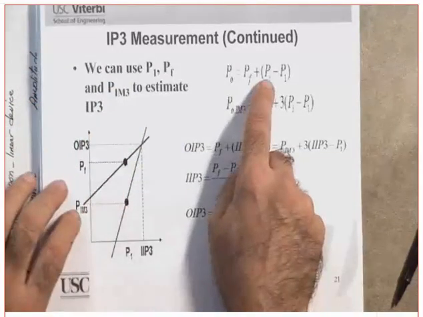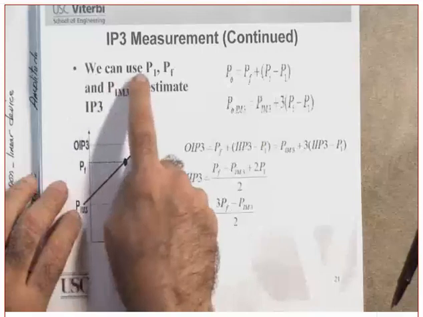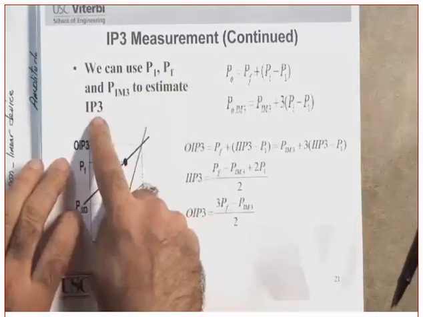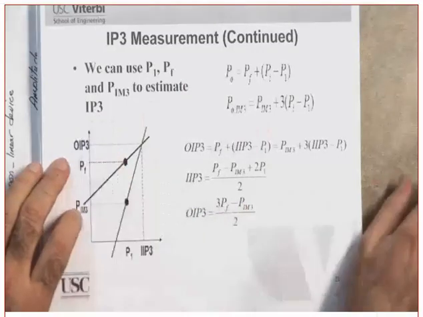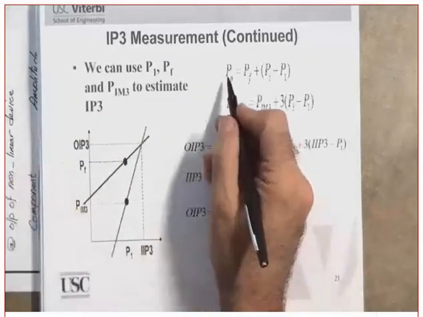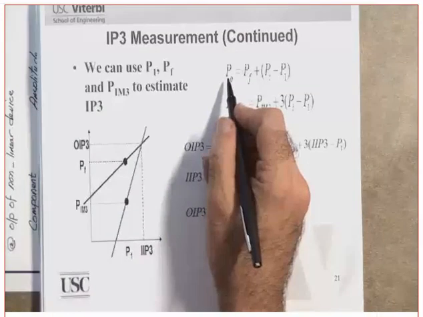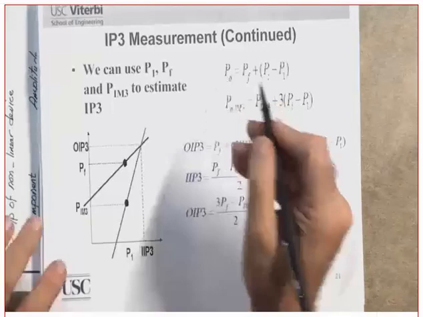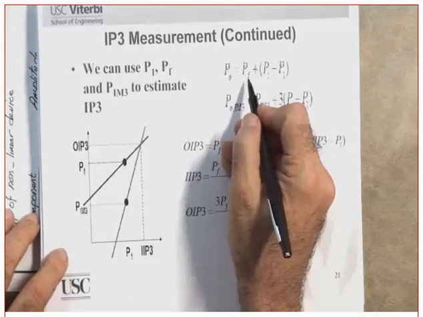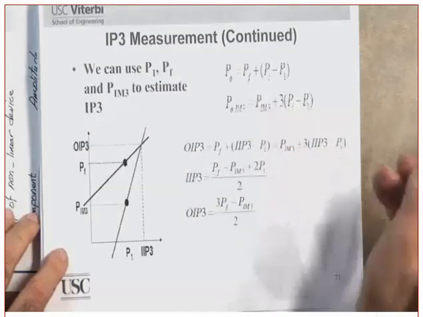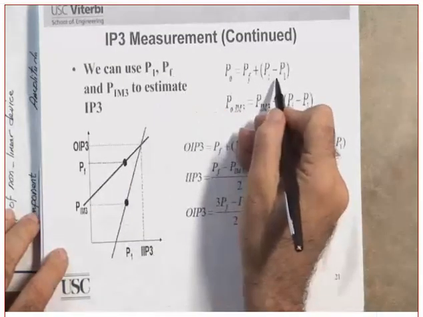This is an arbitrary input power. We can use P1, PF and PIM3 to estimate IP3. Yes? What is P0? This is the output power, the fundamental, when the input power is Pi. What is PF? PF is also the output power, but when the input power is P1. Did you get my point or not?